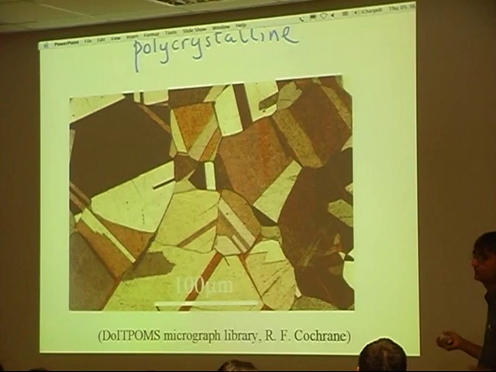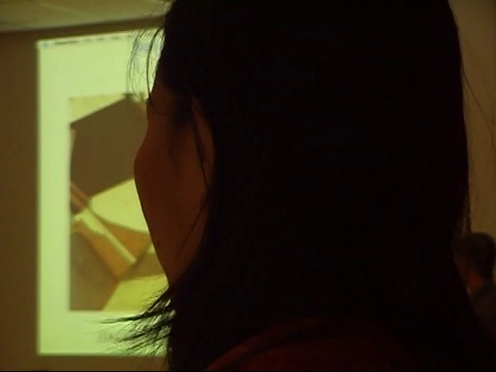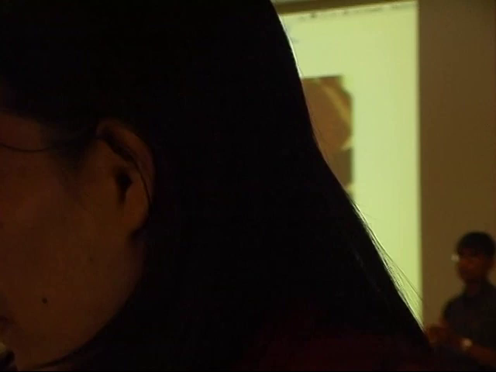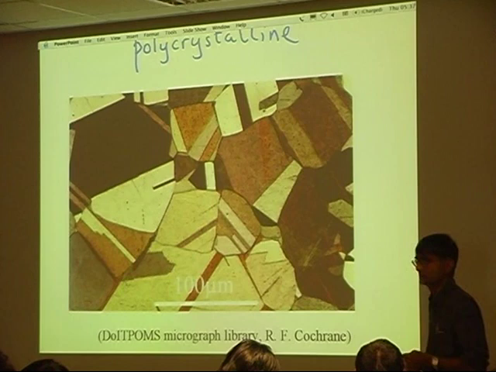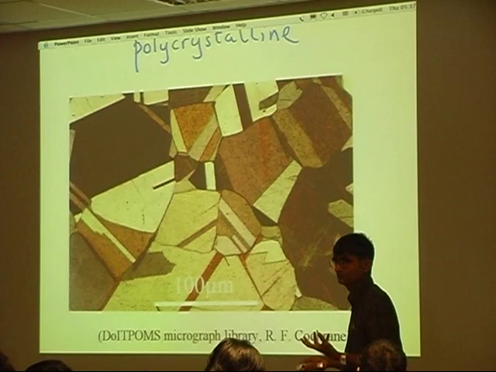It just happens to have a shape which is very regular, a parallel-sided shape, because those are interfaces which have a low energy. So it's tending to facet on those planes. But this is as much a grain as this. It has a different crystallographic orientation.